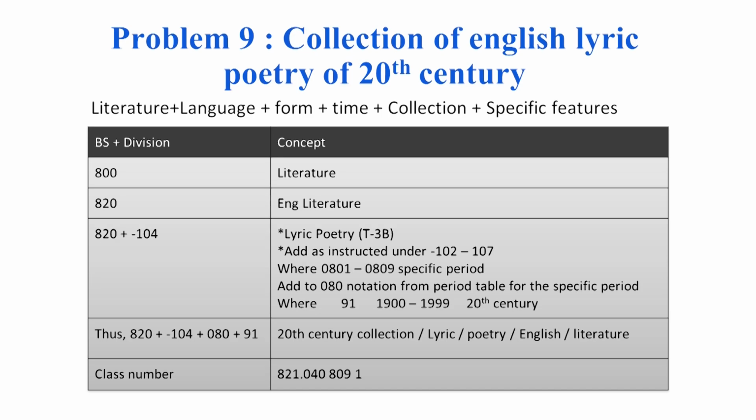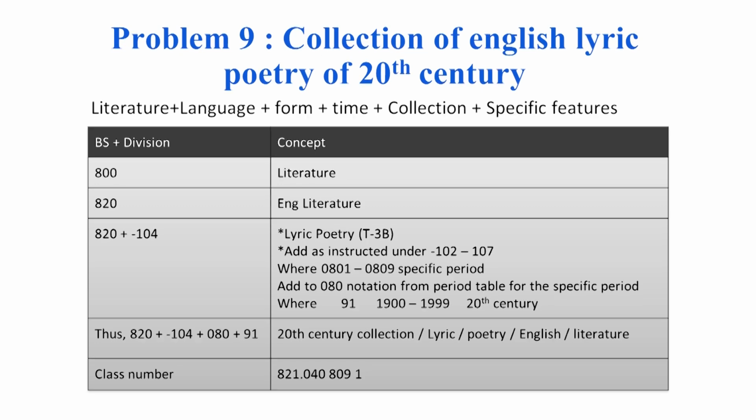Here lyric is not the special feature, it is a kind of poetry. So for this situation the class number is to be classified as literature, language, form, then time, then collection, then specific feature. Not special feature, it is specific feature. So here 800 is literature, then 820 English literature, then 820 plus 104, which is lyric poetry. In this lyric poetry there is an asterisk sign.